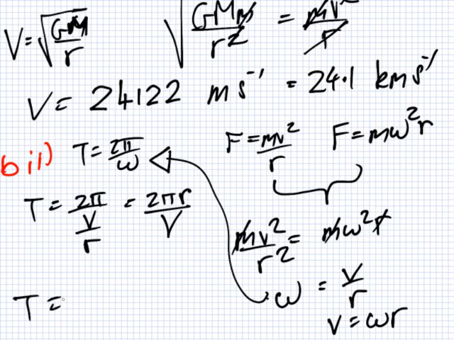So T is 2 pi R over V, which we have. Now this answer is in seconds, so divide by 3,600 to make hours, and divide by 24 to make days. So I got 687.4 days.